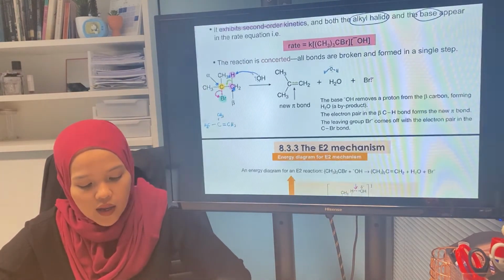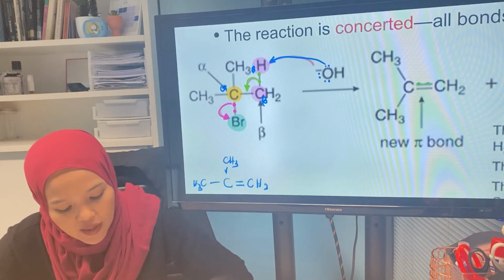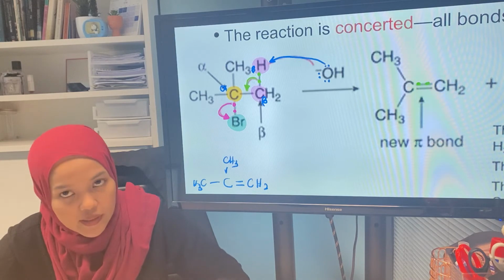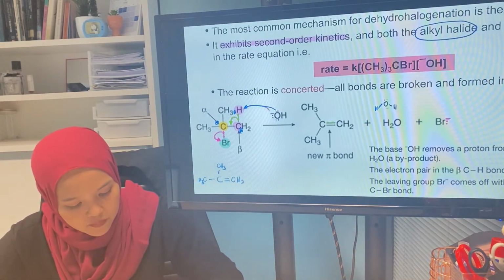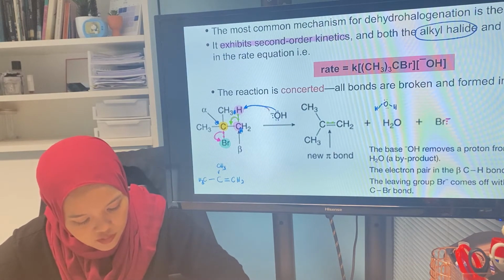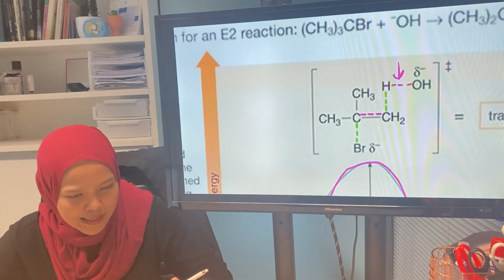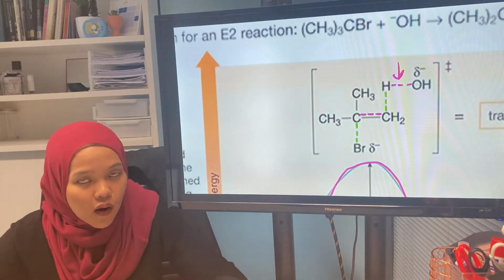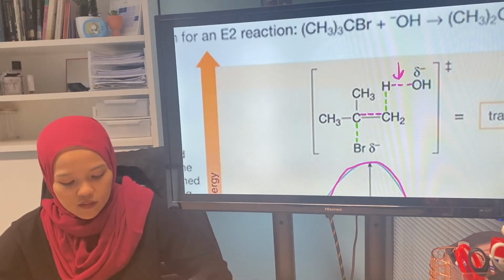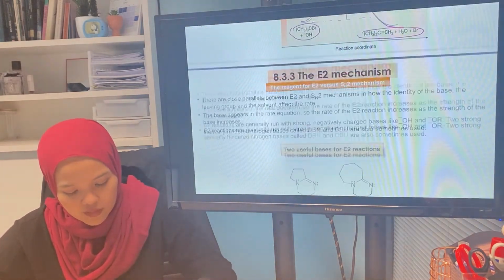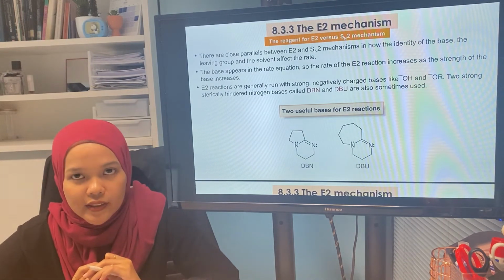When you draw a transition state, you need to consider all the arrows. If you have 3 arrows here, you should have all these bonds that are about to form and about to break shown there. Drawing the energy diagram is important, so I hope you take note of that.